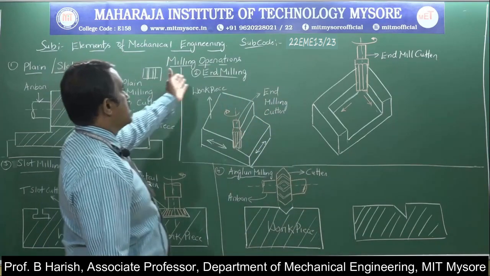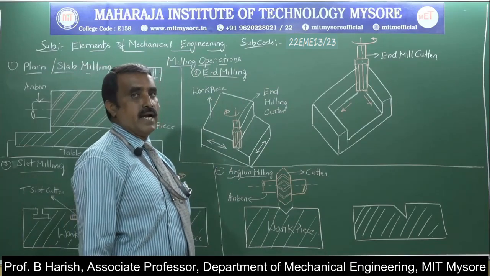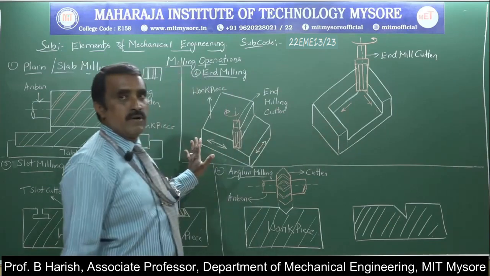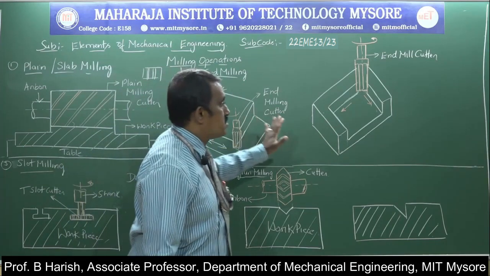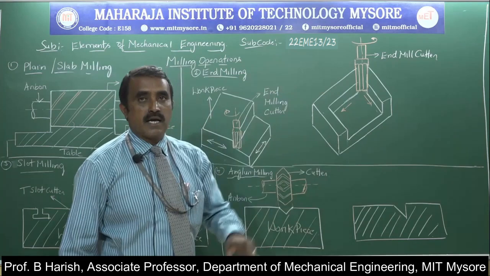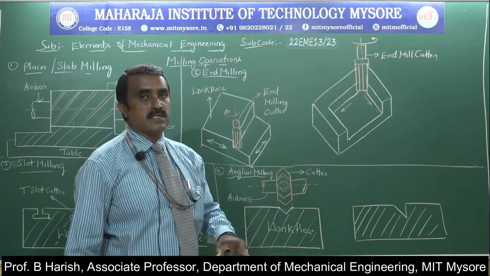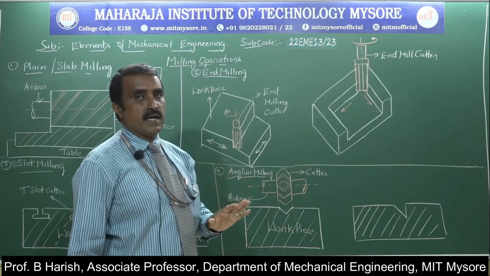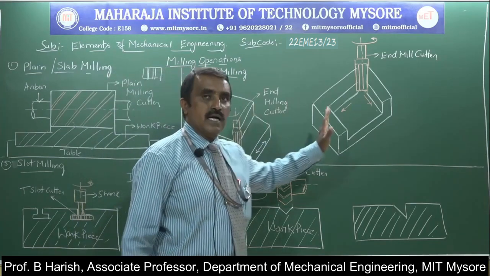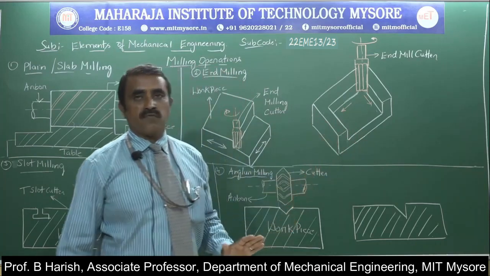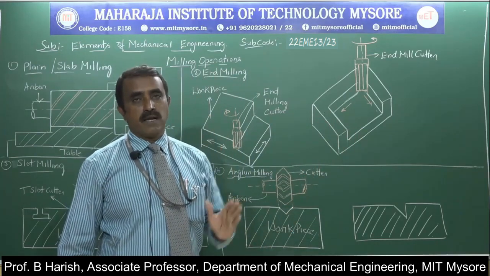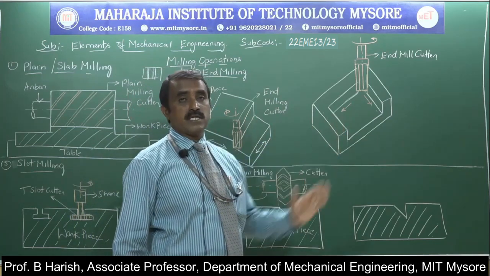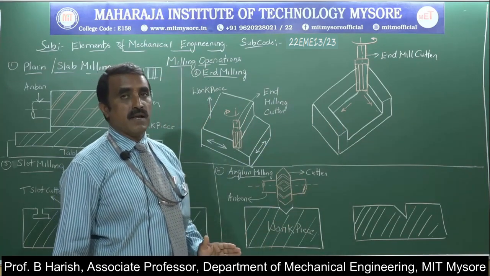Next operation is end milling. So here you can observe the sketch. Two sketches I have drawn. In both the sketches the cutter is in vertical direction, which means it is fixed to the spindle, which is in vertical direction. So that concludes that this is the operation that is performed on a vertical spindle milling machine.